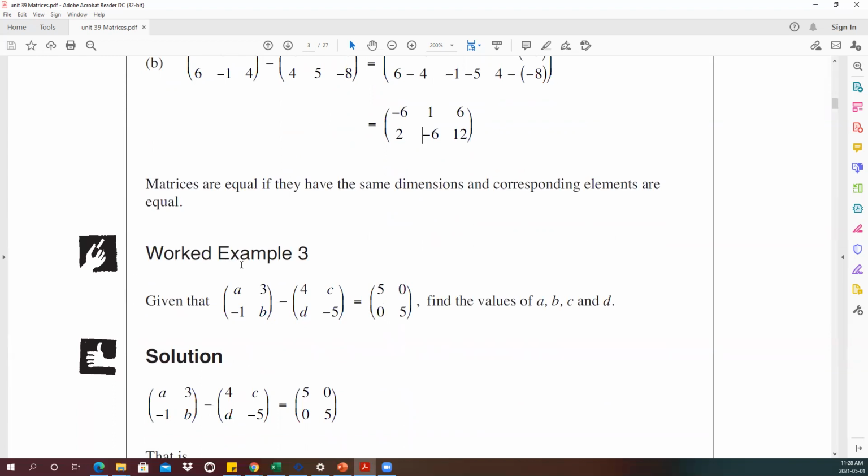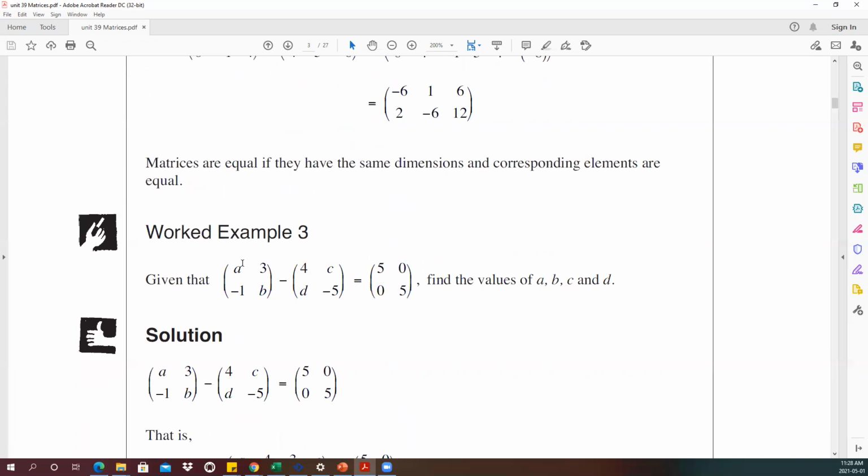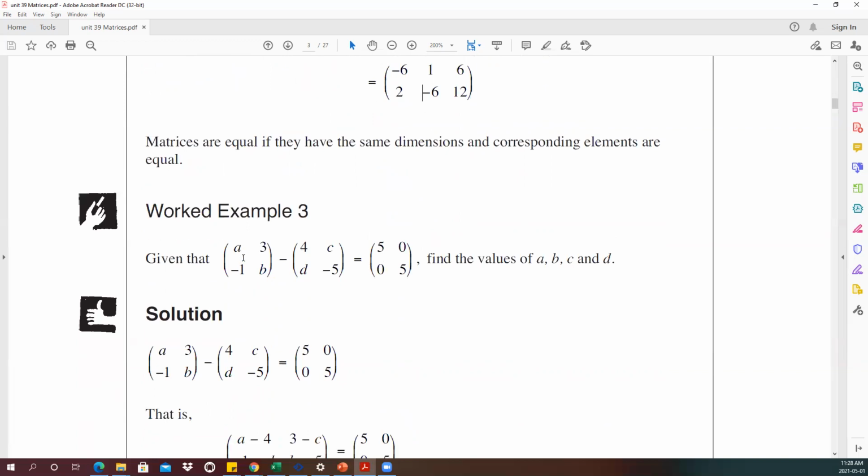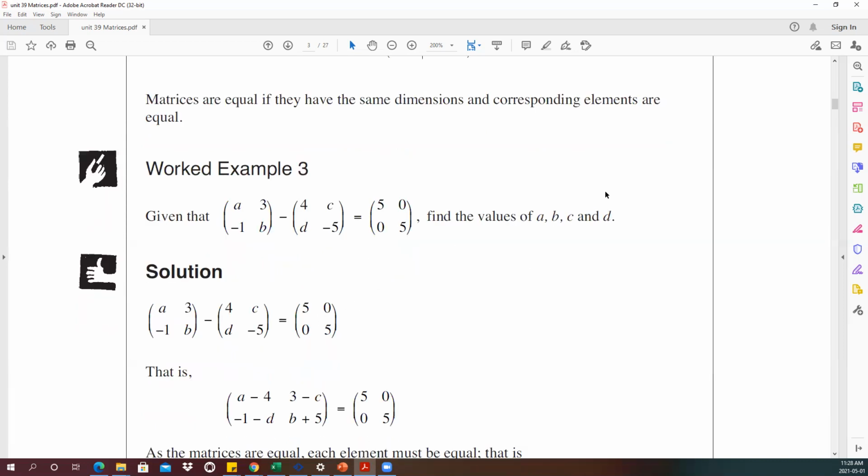Then right here now it gets a little interesting, because now they have some variables. So it's like, given that you have this matrix here, notice that it has a variable here, and this has a c, another variable, and it's saying that this matrix subtract this matrix equals some other matrix, and it's asking to find the values of these variables a, b, c, d, right?